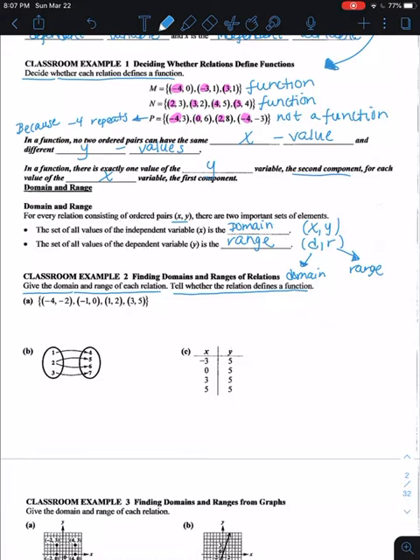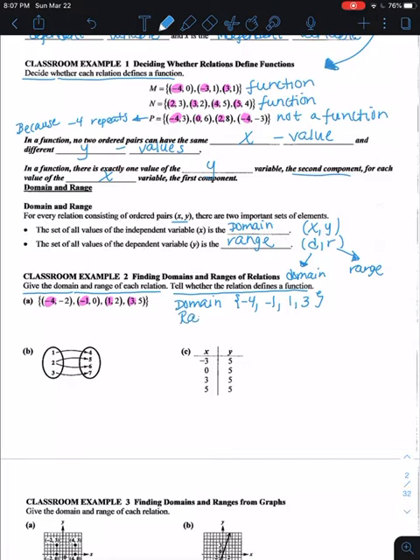So the domain, when they say to give the domain and they give you a set of ordered pairs, like in example A, all you care about are your x values. You want to list all your x values. So I have -4, -1, 1, and 3. That's my domain. MyMathLab would give you the little fancy symbols, the set notation. You just have to type the numbers in, separated by commas.